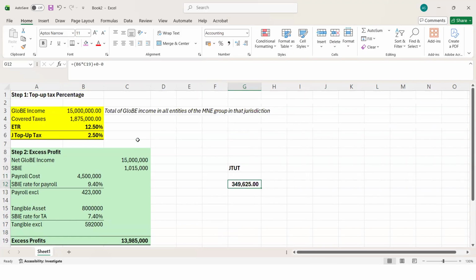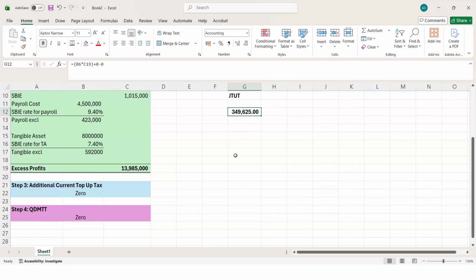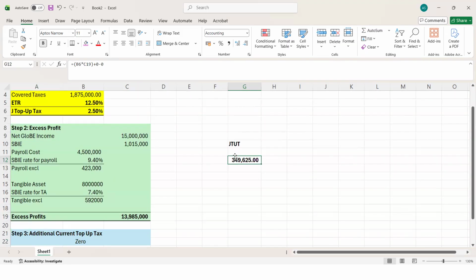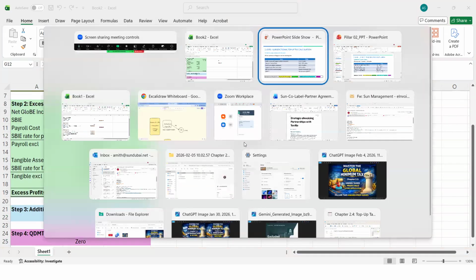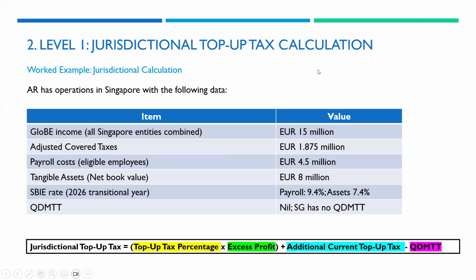This is the top up tax that has to be paid by the jurisdiction. Since it is after QDMTT, this will now go into IIR. This is what the parent entities now have to honor. Are you getting it? The total jurisdictional, how it is calculated at a line level. This is the calculation. Yes or no? It just needs a little understanding and a little practice, but the calculations are all pretty simple. Okay, so 349,625 is the jurisdictional top up. Now we only calculated jurisdictional top ups.